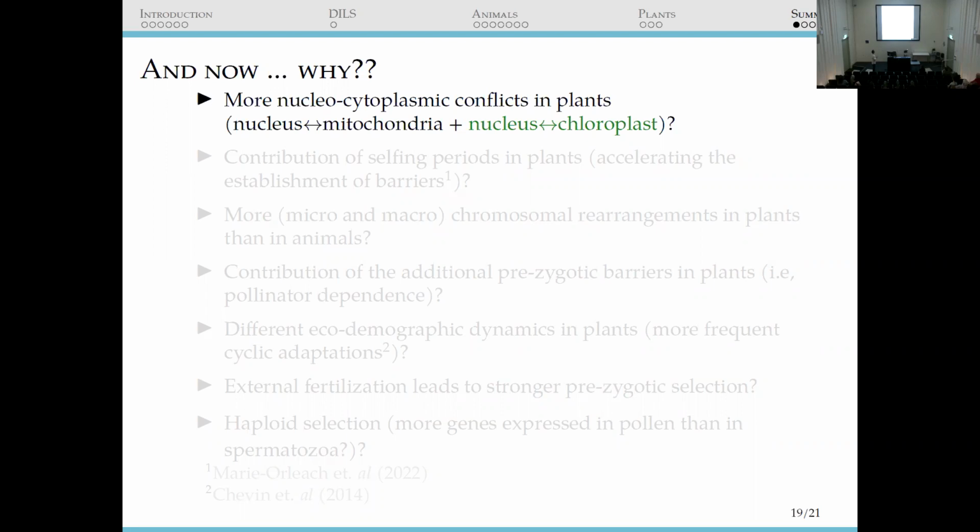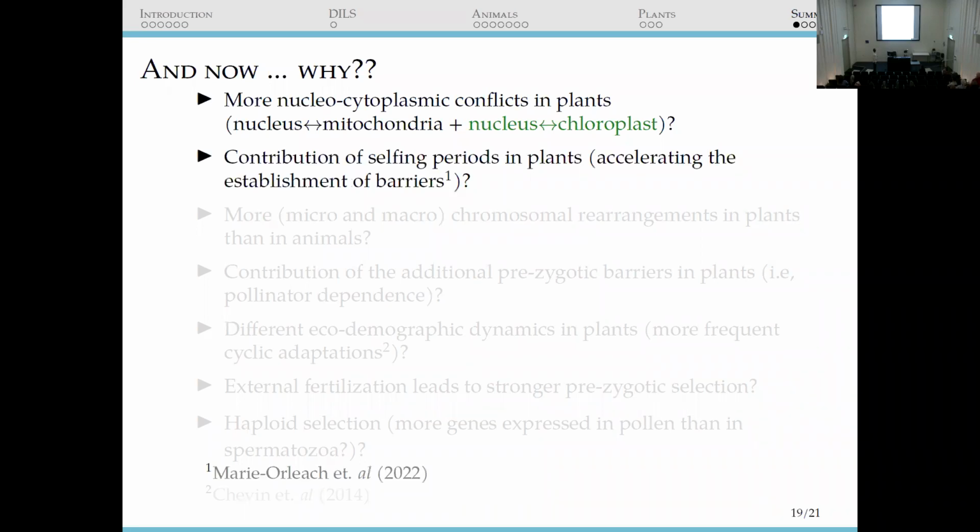One specificity of mitochondria and chloroplast is that they are always involved in intragenomic conflict, which is a case of epistasis. So basically, plants are prone to have more intragenomic conflicts because there is this conflict between the nucleus and the mitochondria, but they also have, in addition, this conflict between the nucleus and the chloroplast, which can bring new incompatibilities. Something to test. Maybe.